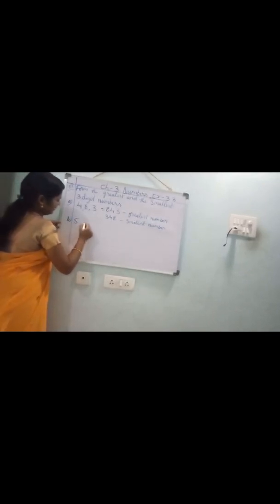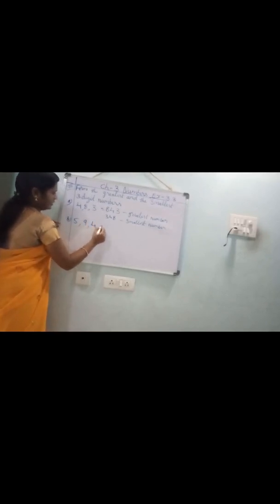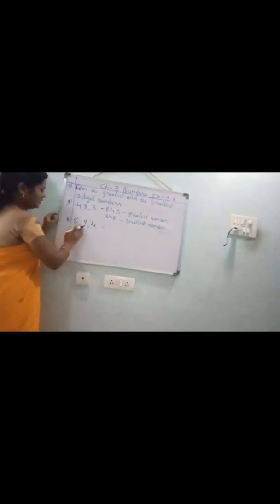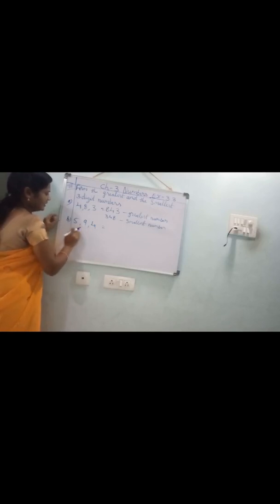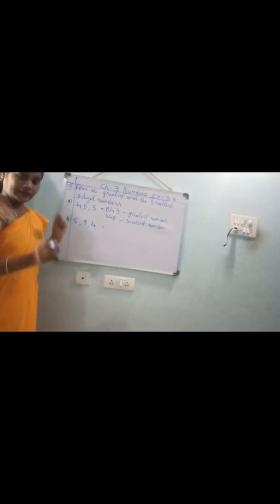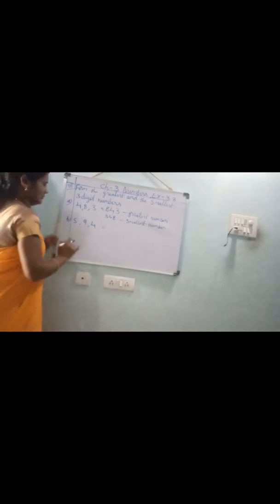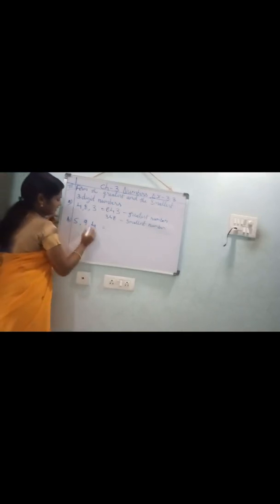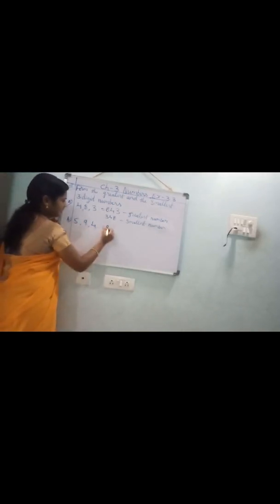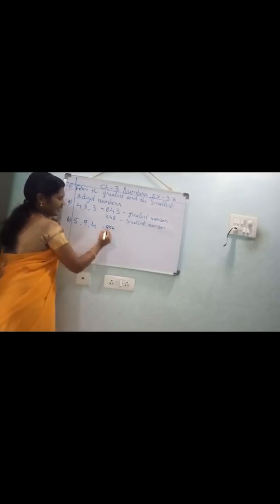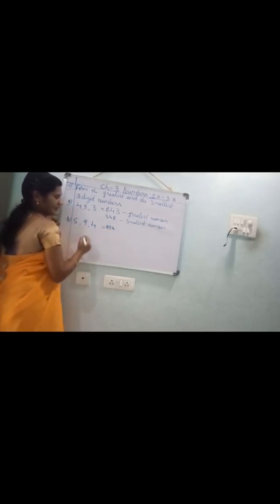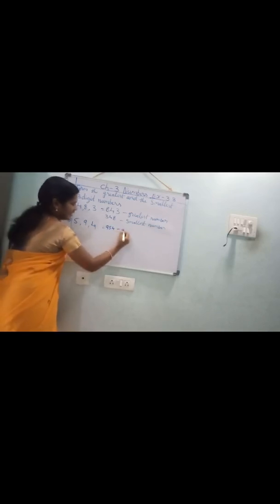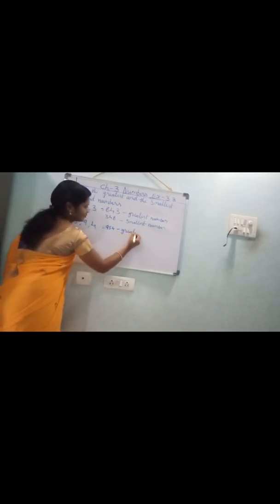Here 5, 9, 4. Okay. Here how many numbers are given? 3 numbers are given. From these 3 numbers you should make the greatest number and the smallest number. See, which one is greatest in these numbers? 9 is greatest. After that 5. After that 4. 954. Understood? This is the greatest number.